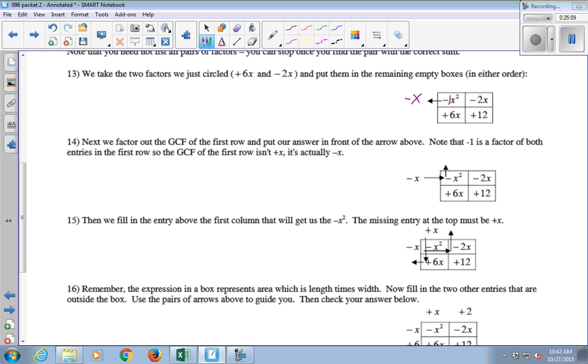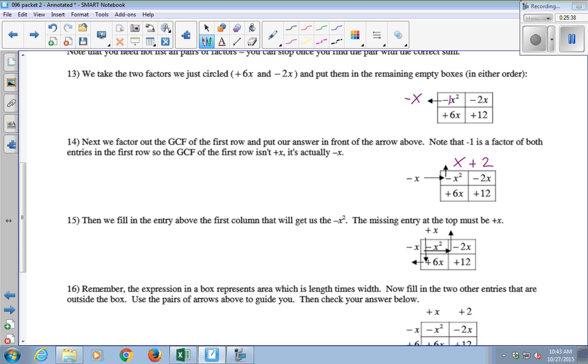Okay, so now I have to figure out what goes on the top so that when I multiply negative x by it, I get these entries that are in the boxes, right? So negative x times what gives you negative x squared? x. And negative x times what gives you negative 2x? 2. So positive 2. Good. We are getting there.